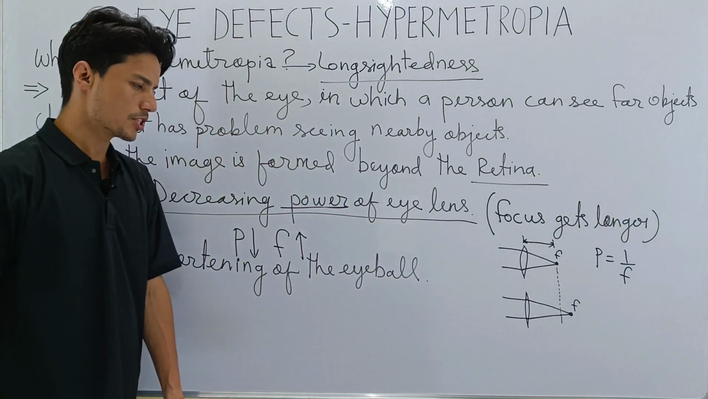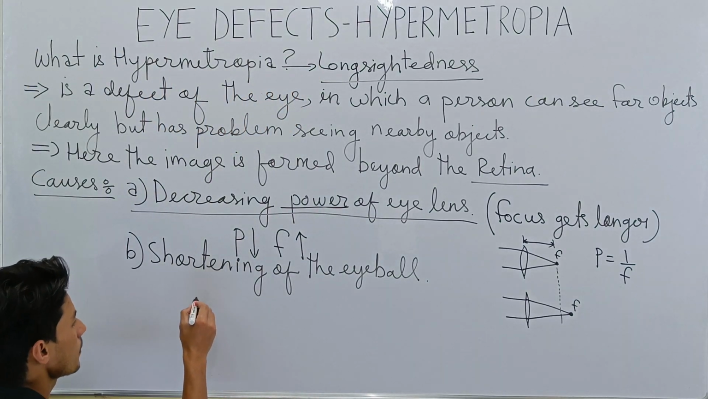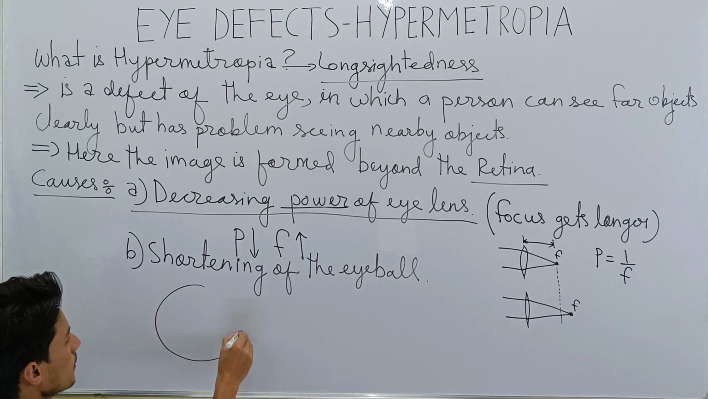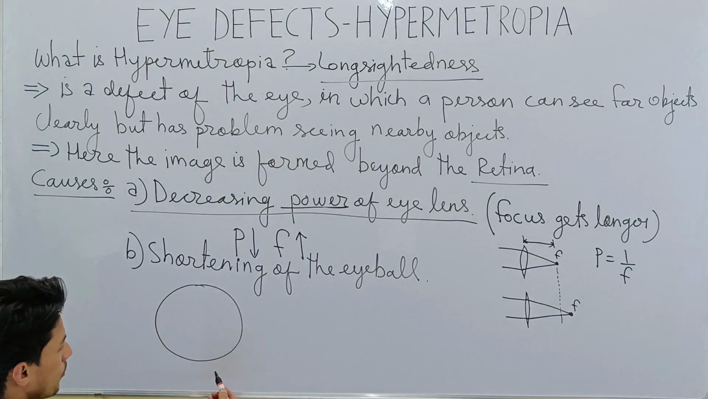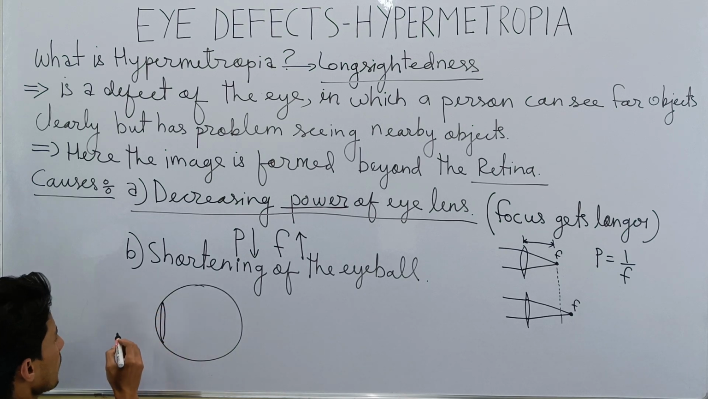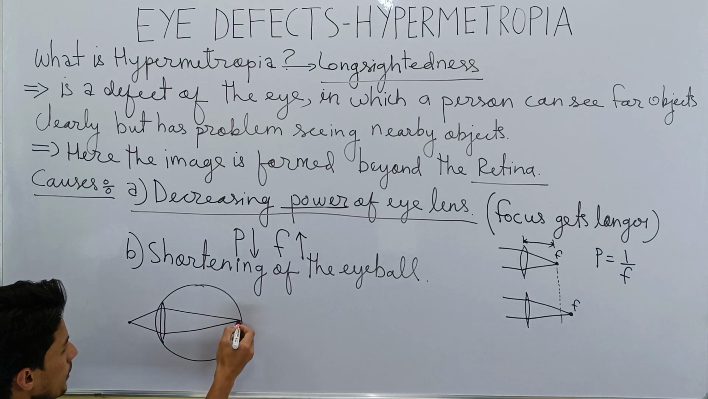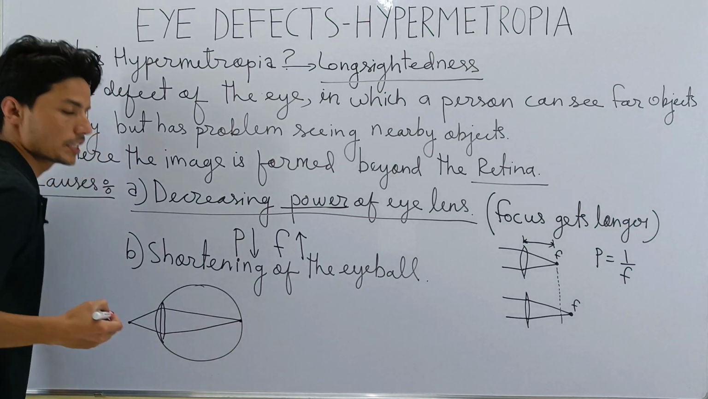Now let's have a look. What is this shortening of the eyeball? Let's draw an eyeball here. This is a normal size eyeball. This is our lens, and let's draw the object here. The object is nearby. From this object, the light rays will appear like this. In a normal healthy eye, where will these rays meet? The eye lens will converge them, and they will meet at the retina, which is also the focus. We already know that, isn't it?